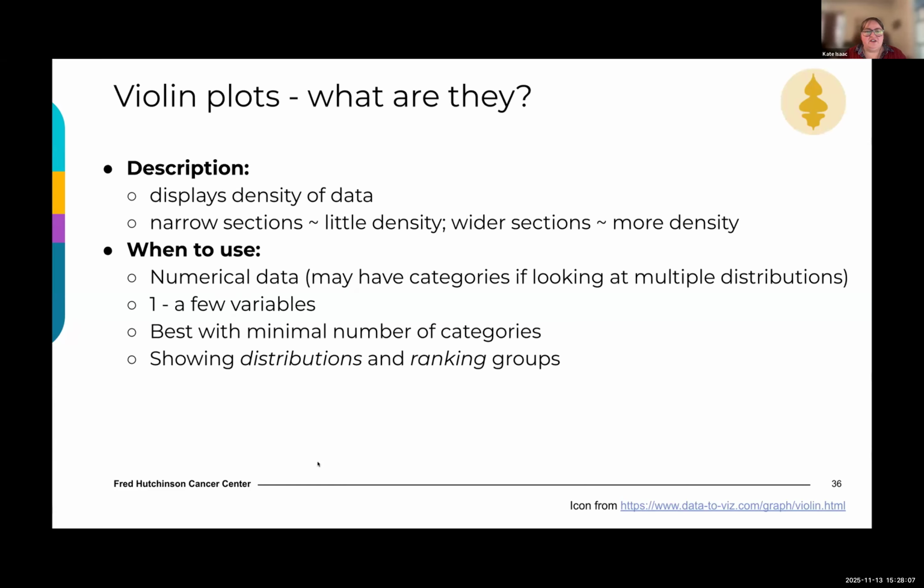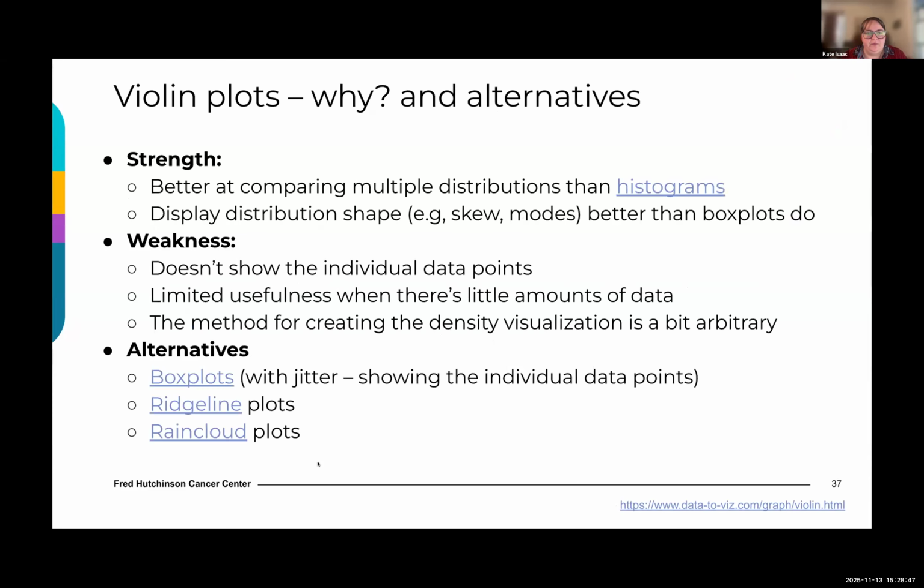So a violin plot is going to display your data much like a histogram, but specifically it's displaying densities of the data. And so narrower sections correspond to little density, while wider sections correspond to more density in your data. And this is going to be used for numerical data with likely one variable. You might have multiple variables if you're looking at multiple distributions, which also means that you probably have some categorical data there. And it's best to use this with a minimal number of categories. The more violin plots you have, the harder it's going to be to distinguish them. And this is mostly used for showing distributions and ranking groups.